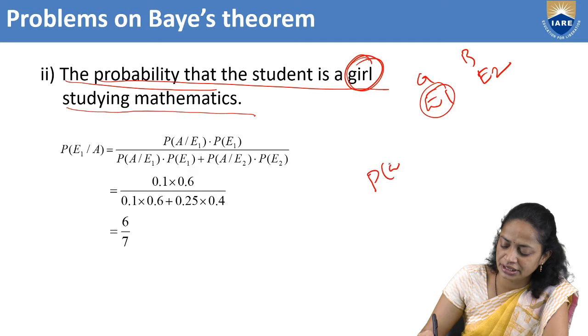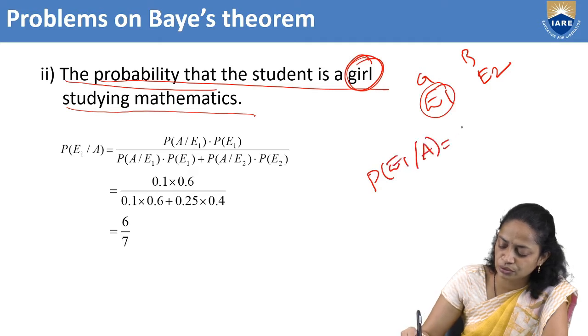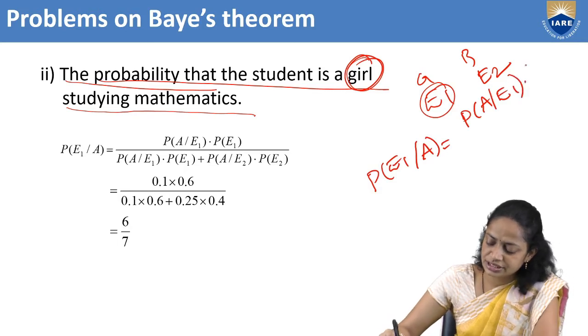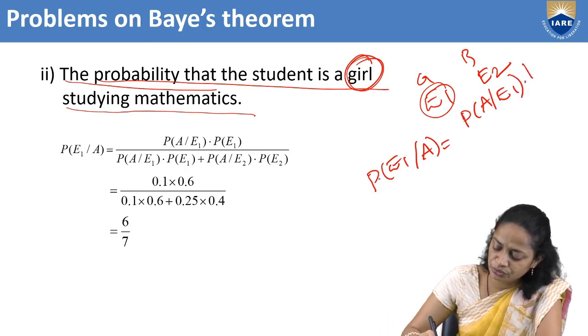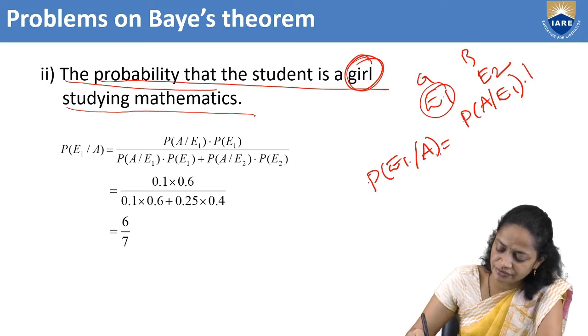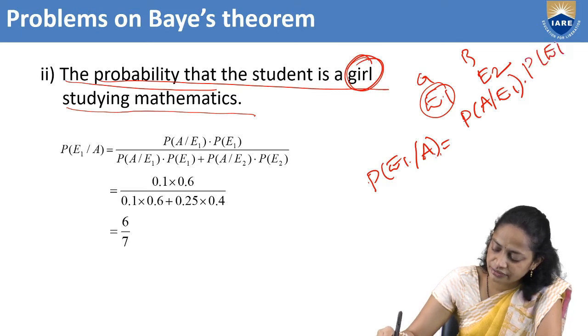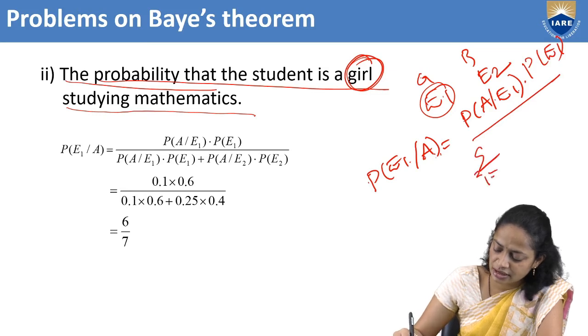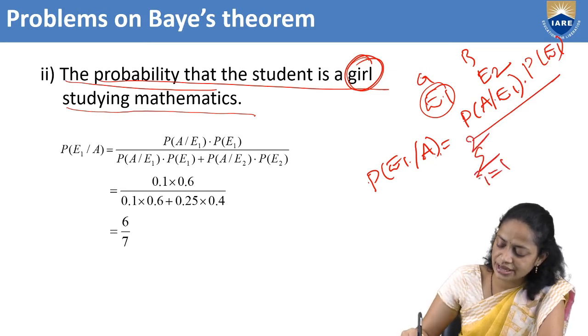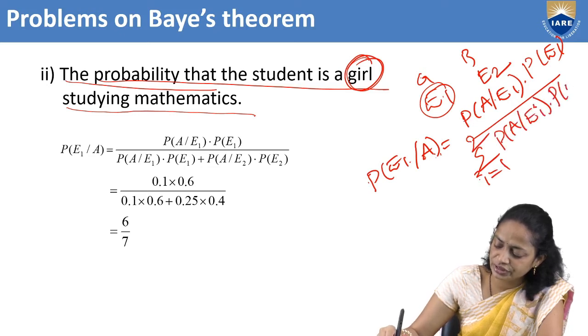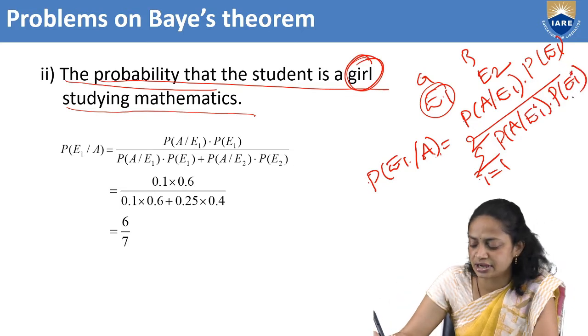So that means probability of E1 given A. By the statement of Bayes theorem, we need to write probability of E1 given A for girls. Probability of E1 given A equal to probability of A given E1 into P of E1 divided by the summation over i equal to 1 to 2, since there are boys and girls, of probability of A given Ei into P of Ei. So this is our Bayes theorem formula.